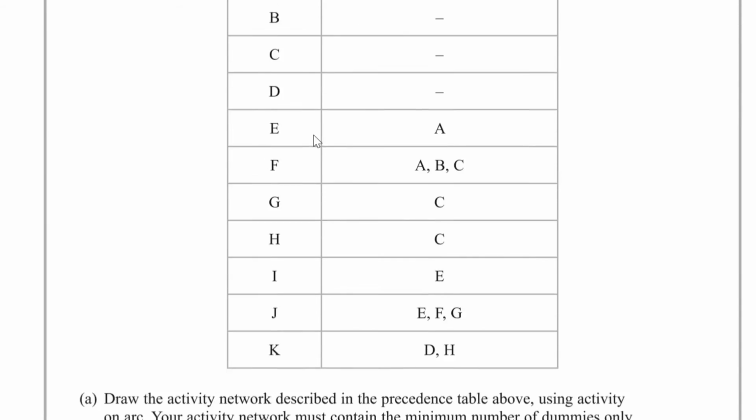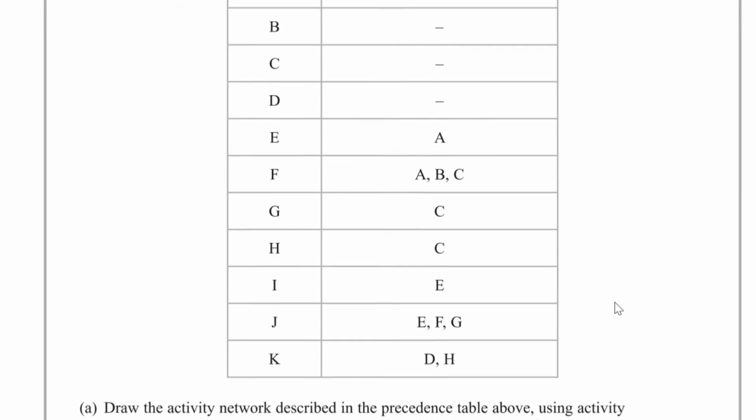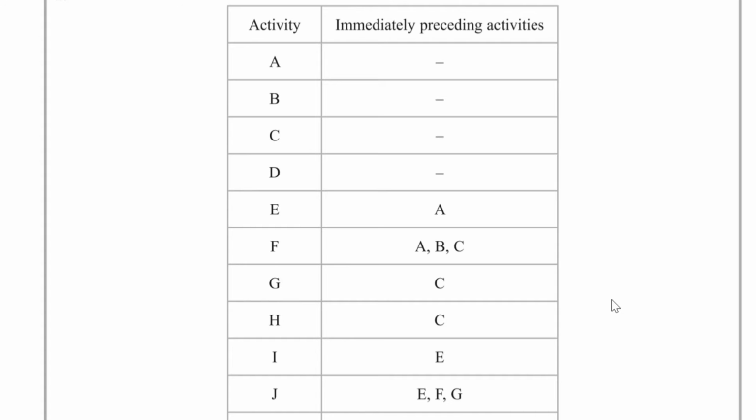Question number 2. For part A, we have to draw the activity network described in the precedence table above using activity on arc. Your activity network must contain the minimum number of dummies only. So what we can see is A, B, C and D depend on nothing. So if I just draw this at the side over here, I've got A, B, C and D depending on nothing. So here is my source.